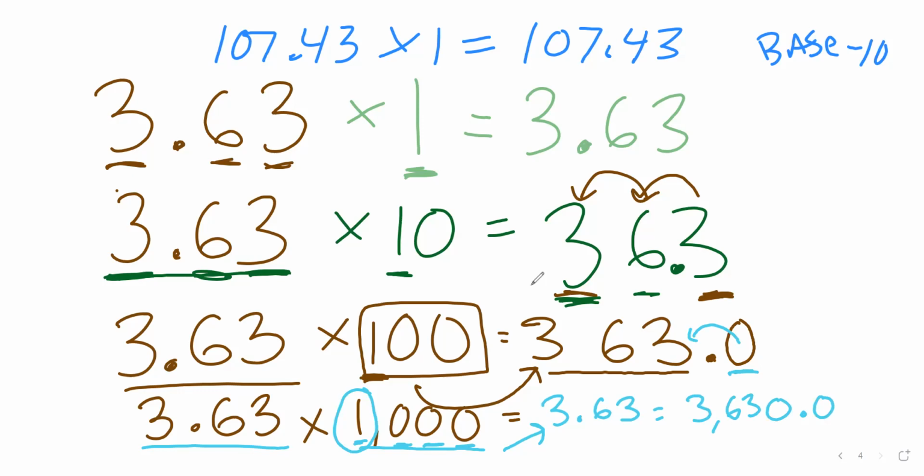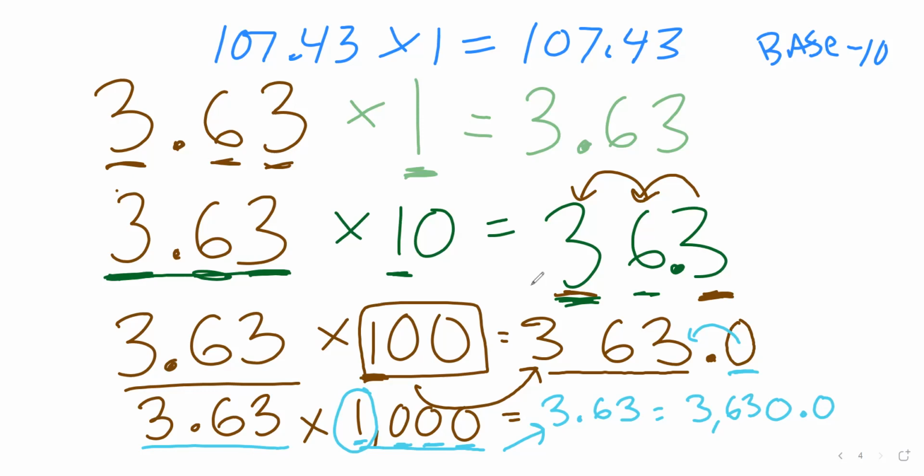If I have 3 and 6300ths and I multiply that by 1,000, I'm going to end up with 3,630, which is a cool thing to think about. Like, imagine if you had $3.63 and someone said, I'm going to give you 1,000 times more. You'd end up with over $3,000.